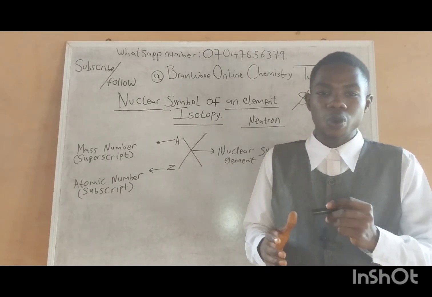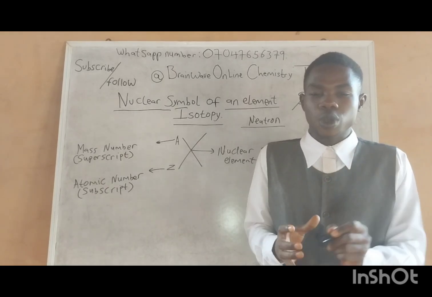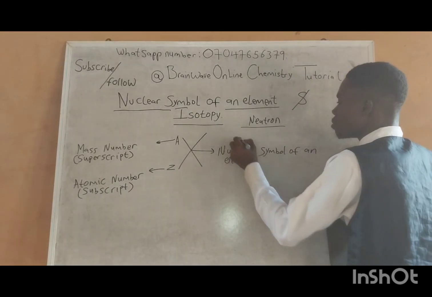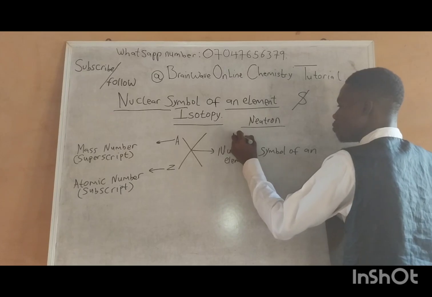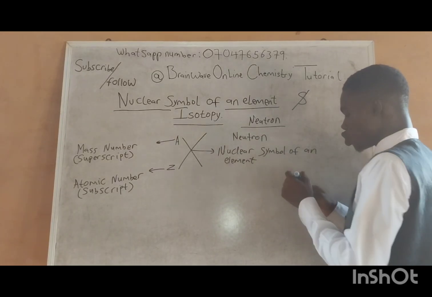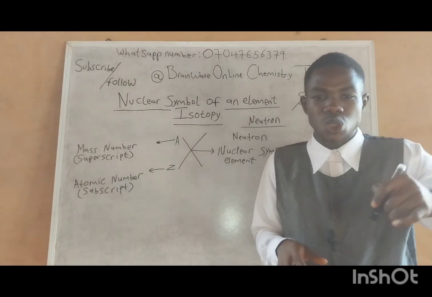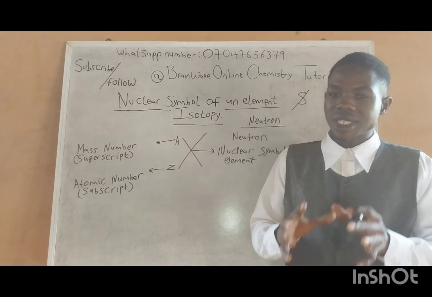Now, why is it that they have different mass number? The reason why they have different mass number is because of the number of neutrons. So because of the number of neutrons, that's why they have different mass number, but the same atomic number. So please take note of this.